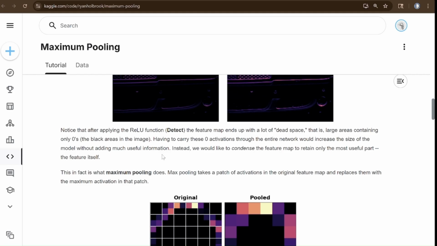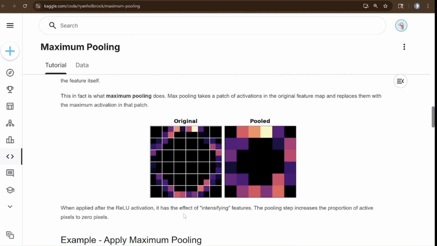So you understand the problem? The problem is that you have made the negative 0. Now the zeros are taking space and they are of no use, no information. Those are only black space. So you are increasing the size of the model, but you are actually not getting any information. That's why we do the condense. So we condense the feature map to retain only the useful part, only the important features. Clear? So this is done by maximum pooling.